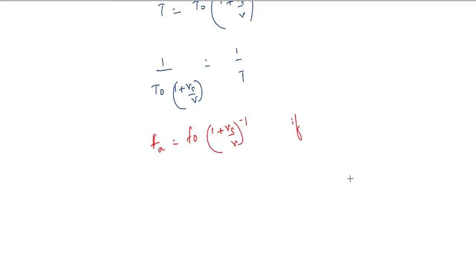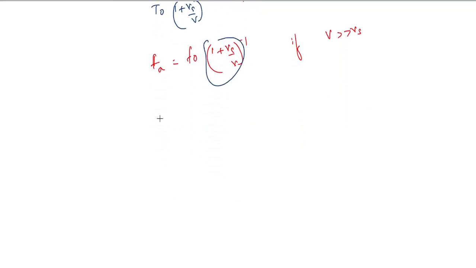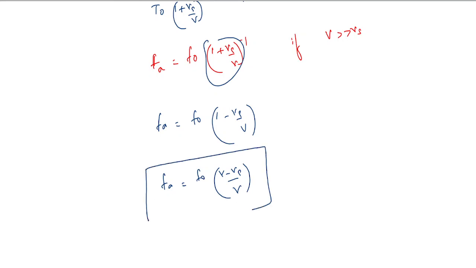If we assume a case where V is much more than Vs, that is, the source moves at a very low speed compared with the speed of sound, then we can approximate this value. What we get is f apparent is equal to f naught into 1 minus Vs by V. If we take the LCM, then f apparent is equal to f naught into (V minus Vs) by V. This is the expression for apparent frequency when the source moves away from the observer.